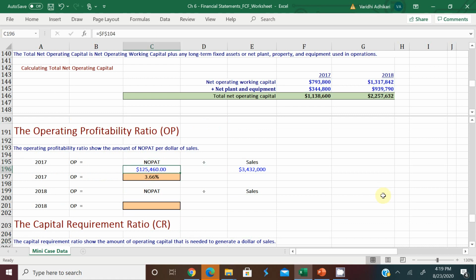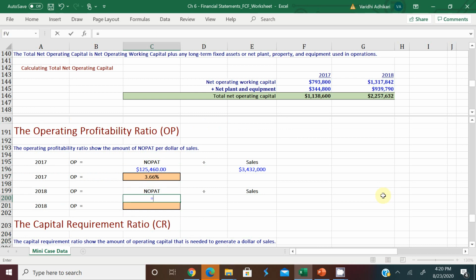Now the other metric is the operating profitability ratio, meaning given the amount of sales, how much profit you made on the sales. So this is just NOPAT divided by sales. Now what is the difference between NOPAT and sales? Mainly this company's operating expenses. So sales minus operating expenses minus tax will be NOPAT, right? So this has to do with how well this company could control its costs, direct and indirect operating costs. So in 2017, it was 3.66%.